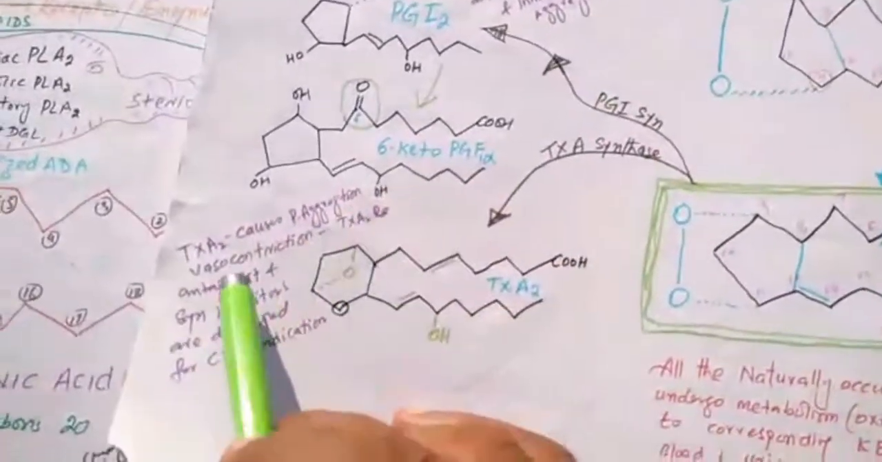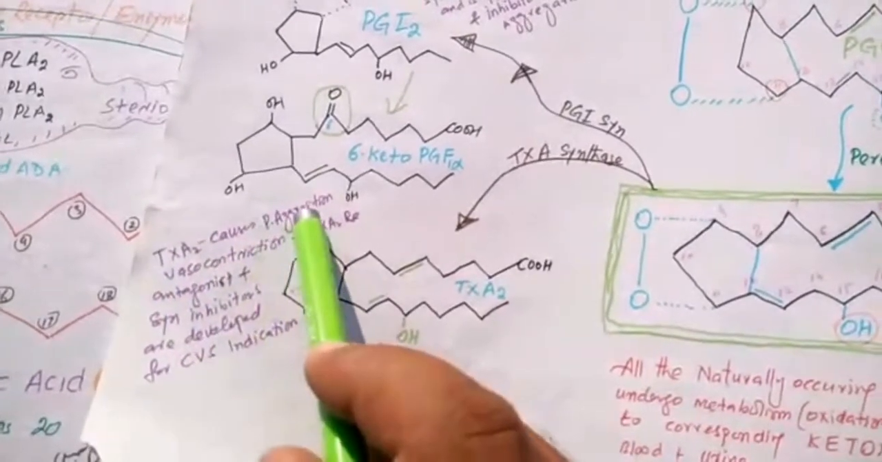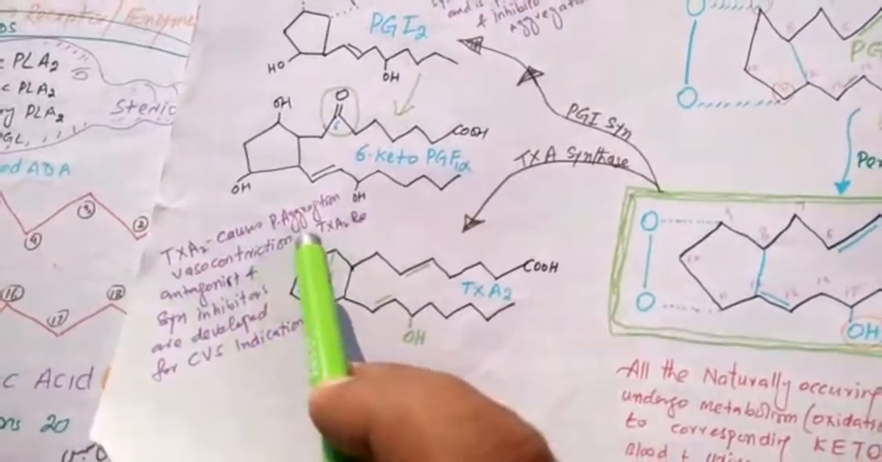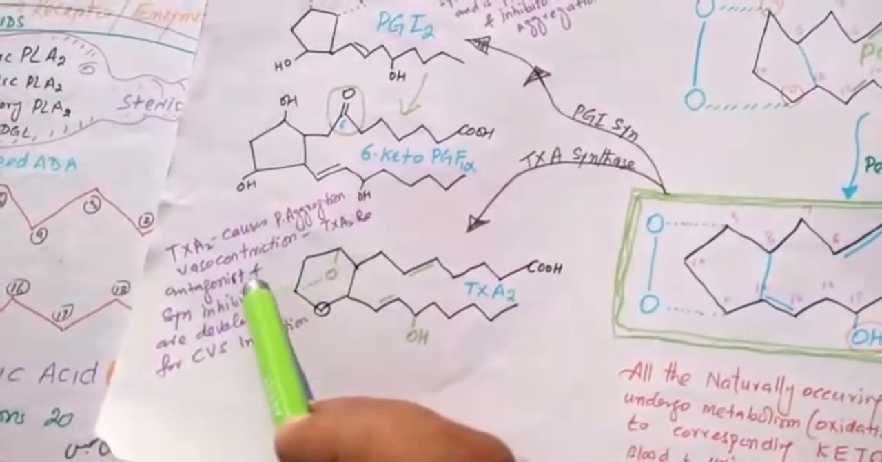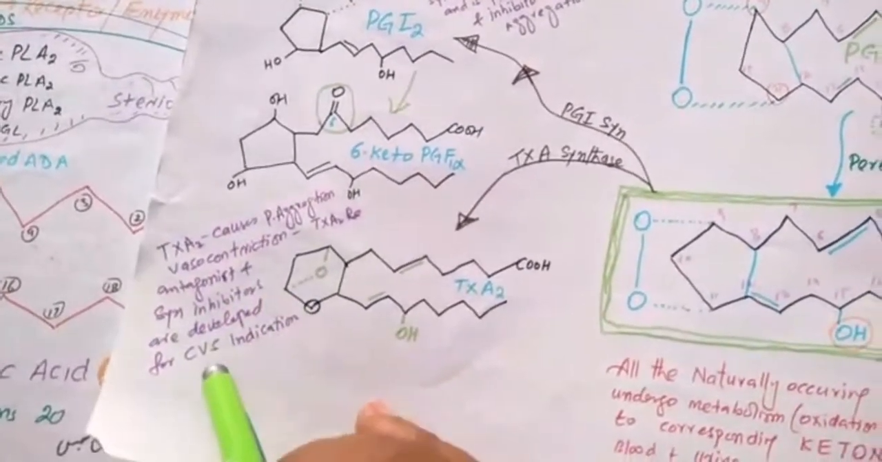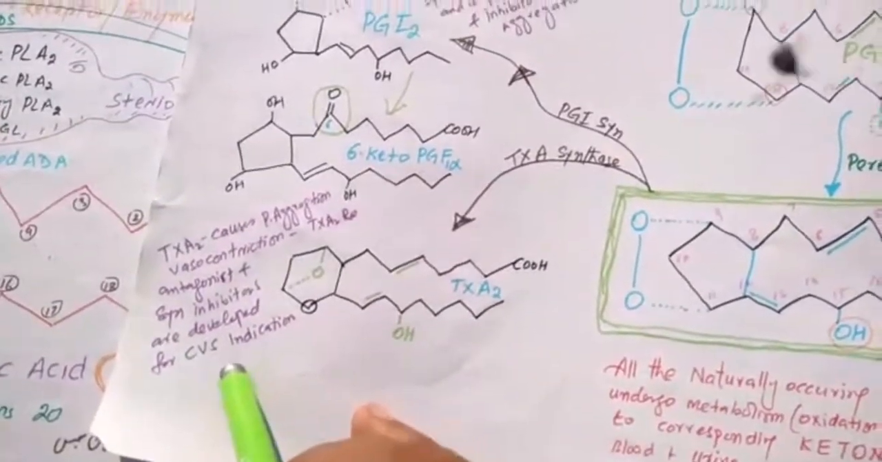And the opposite is the case with thromboxane A2, which causes platelet aggregation and vasoconstriction. Thromboxane A2 receptor antagonists and synthesis inhibitors are developed for cardiovascular indications.